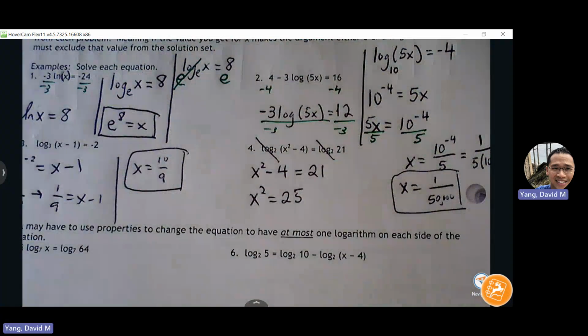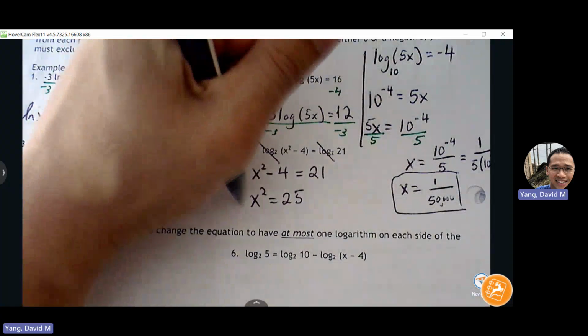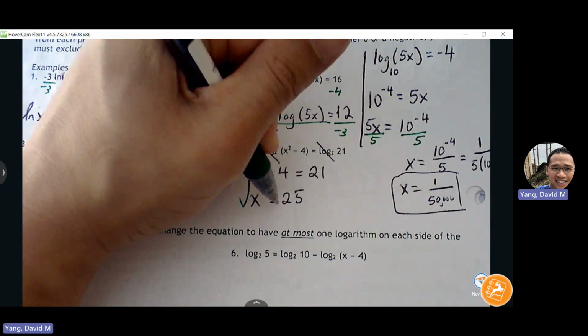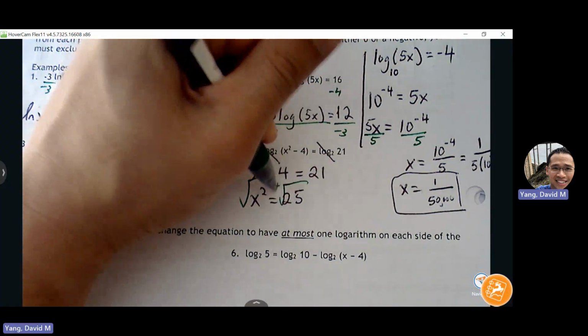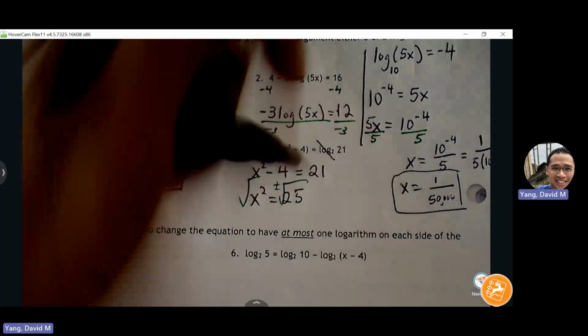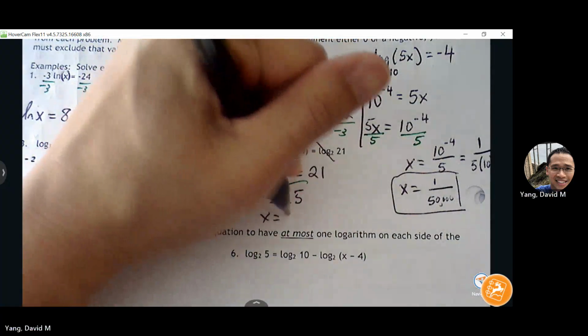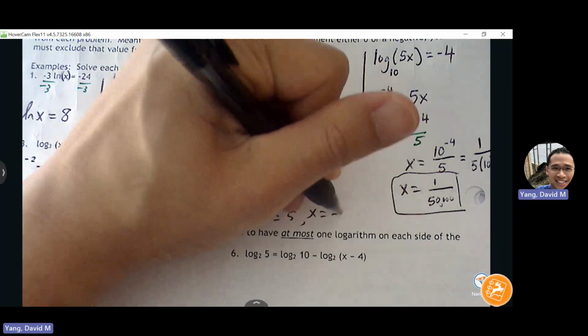Okay, how would you solve for x? Square root. What happens when you take the square root of an equation? Plus or minus. Good, plus or minus. So x is equal to 5 and x equals... It's only the positive numbers.